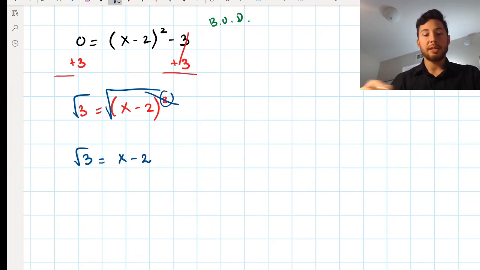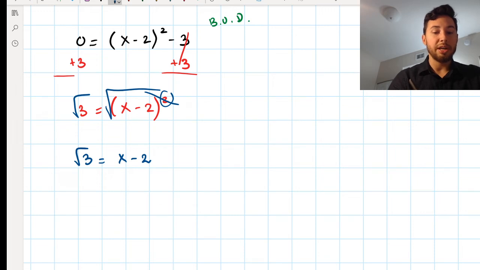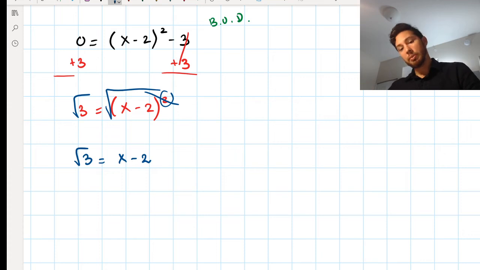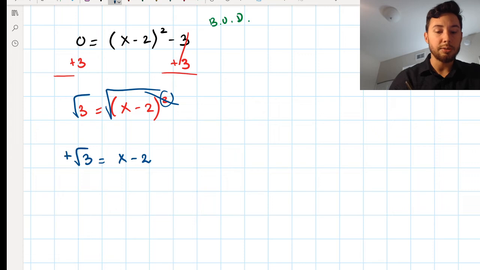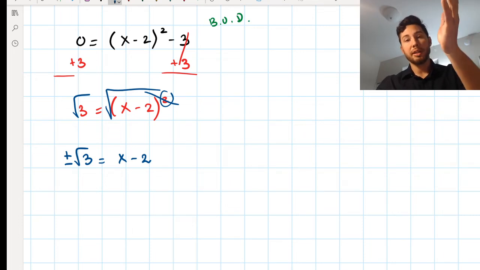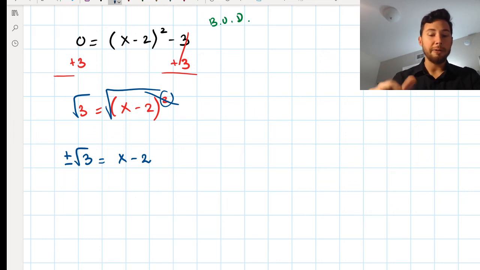Well, this is a positive or negative solution. This could give me a plus 1 point something and a negative 1 point something. So I need to make the distinction that this is plus or minus. Even though I didn't get rid of the square root, I'm just going to write plus or minus, because that means that whatever numbers come out of the square root of 3, one of my answers is going to be positive and one is negative.